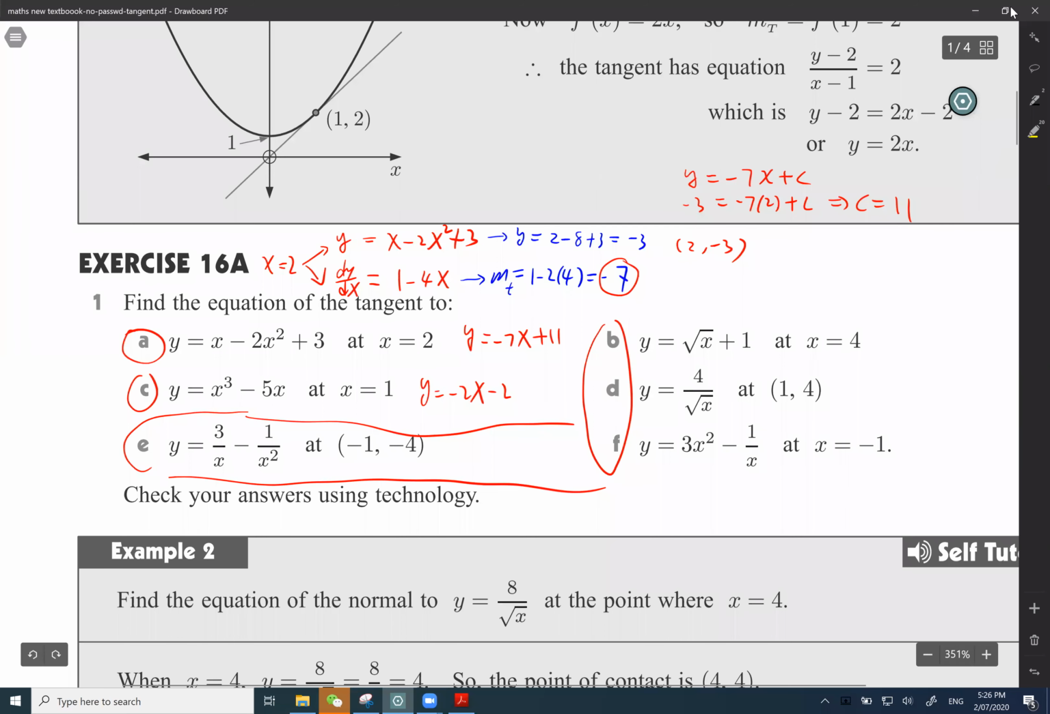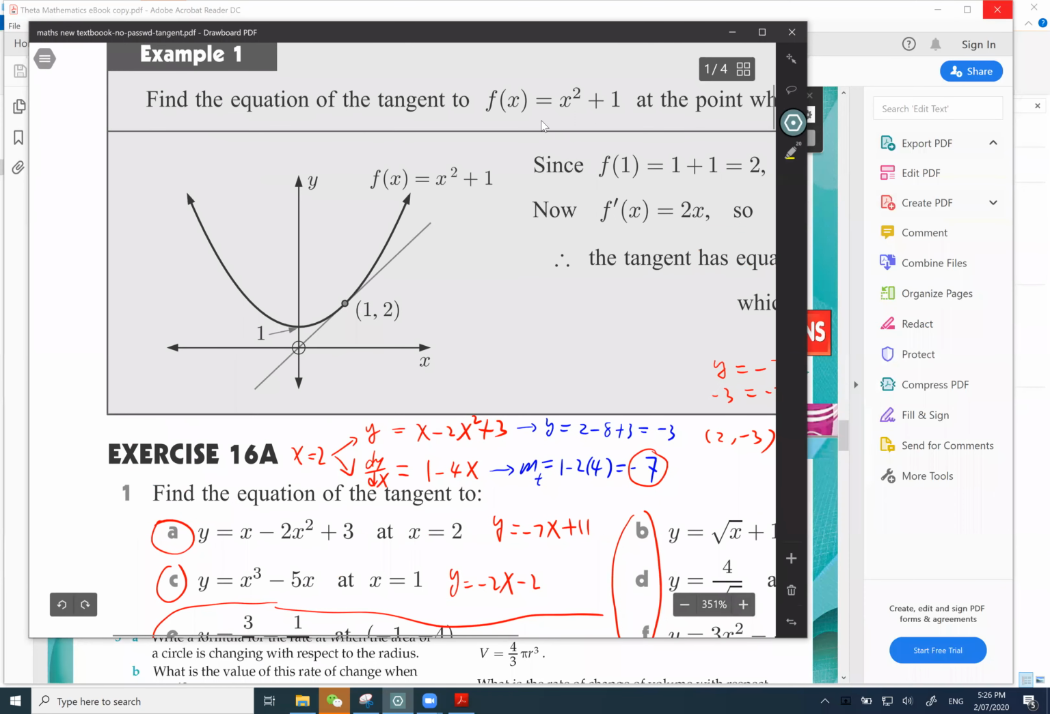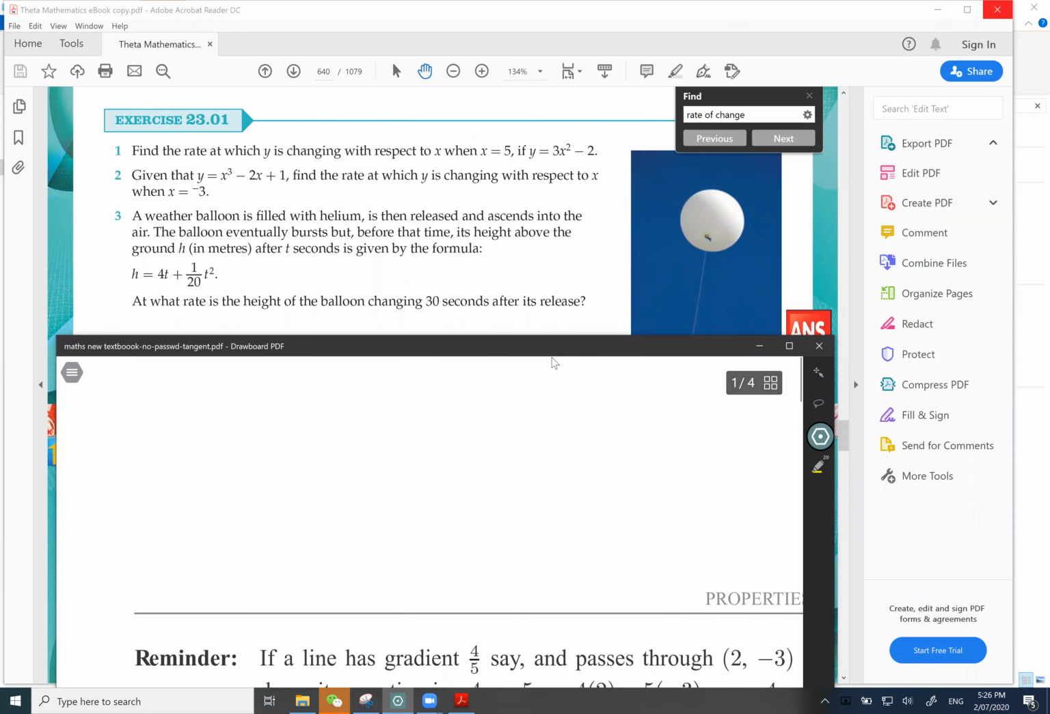Revising rate of change. These three questions, rate of change.